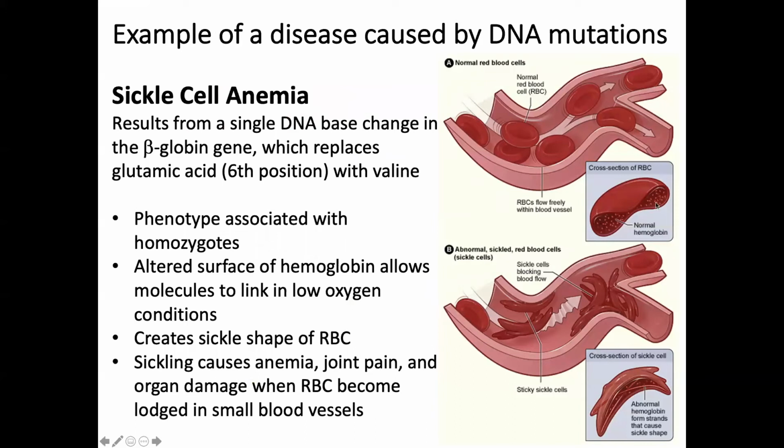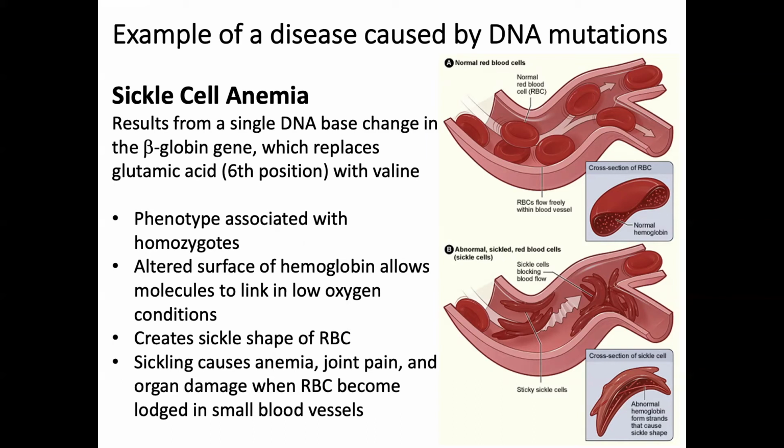So our normal red blood cell is supposed to be a round, very nice looking red blood cell, but then in this anemia, the blood cells change into a sickle shape, okay? And the sickle-shaped cells carry very low oxygen and can easily get stuck in small blood vessels and prevent the blood flow. So the patients can have anemia, joint pain, and even organ damage, okay?